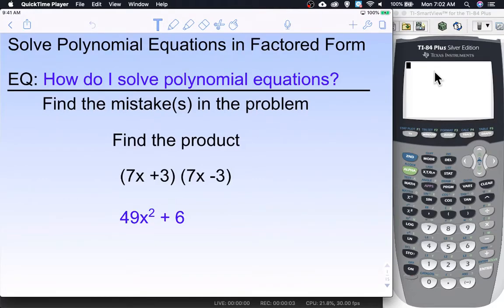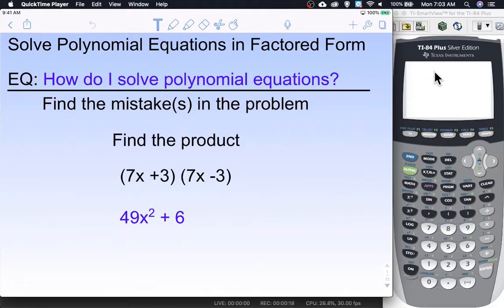Hello and welcome to this lesson on solving polynomial equations in factored form. So this is the first time we're going to talk about factoring a little bit. That is what we're going to focus on the rest of this unit.